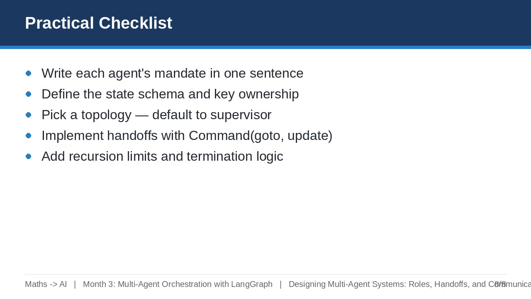To wrap up, here's your build checklist. Write every agent's mandate in one sentence. Define the shared state schema and which keys each agent owns. Choose a topology, defaulting to supervisor. Implement handoffs using command with goto and update. And always add recursion limits and clear termination conditions.